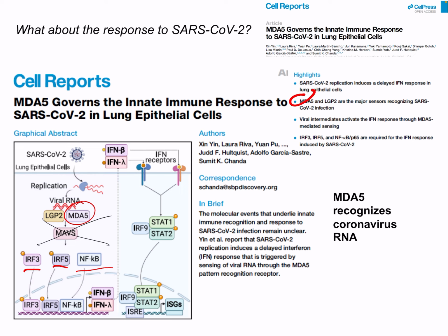MDA5 and LGP2 are the major sensors of recognizing SARS-CoV-2 infection. Viral intermediates activate interferon response through MDA5-mediated sensing, and IRF3, IRF5, and NF-kappa B are required for interferon response induced by SARS-CoV-2. So in the end, you can see that basically all this is to help us fight viruses.